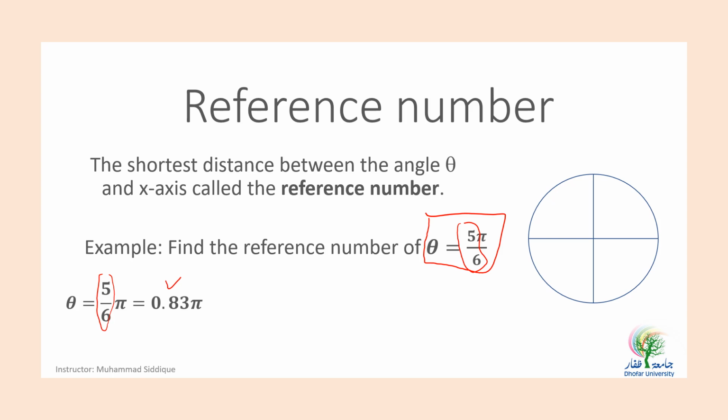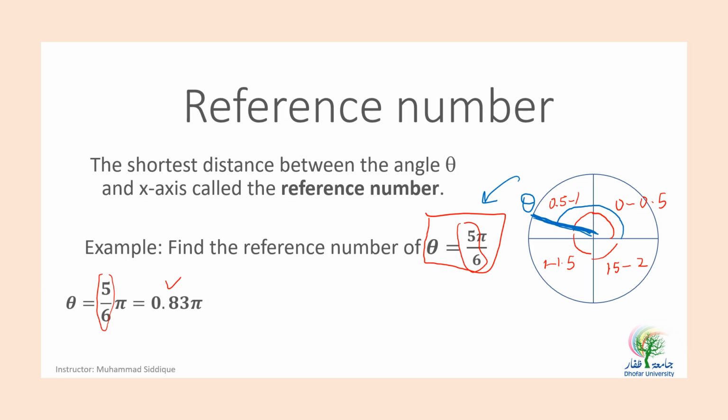I'll tell you, the first quadrant is from 0 to 0.5. The second quadrant is from 0.5 to 1. The third quadrant is from 1 to 1.5. And the fourth quadrant is from 1.5 to 2. Now 0.8, do you know where it is? This is 0.5, and this is 0.8. Before coming to 1, the angle is here. This is the angle, so this is theta, 5 pi by 6.